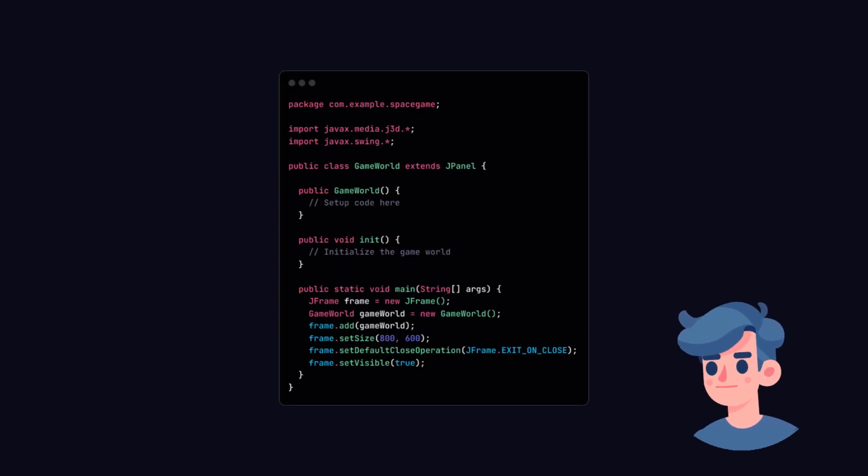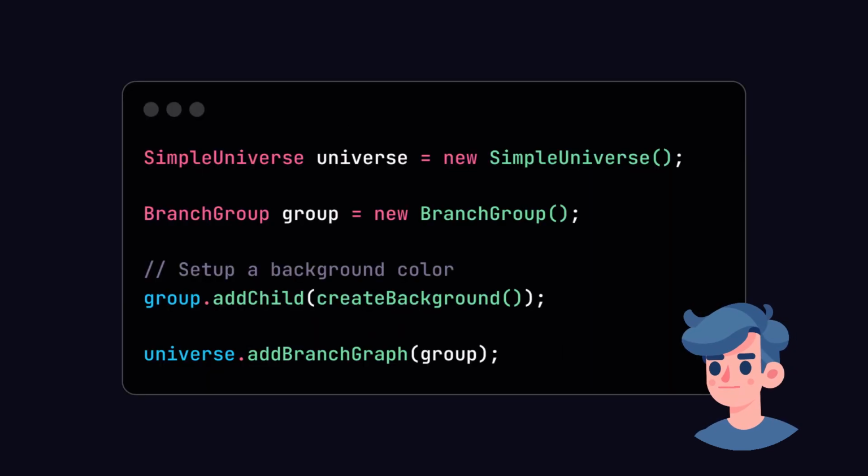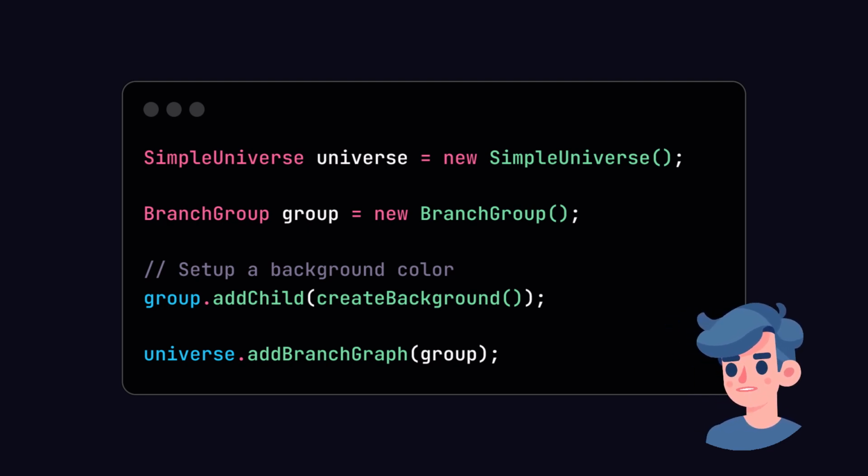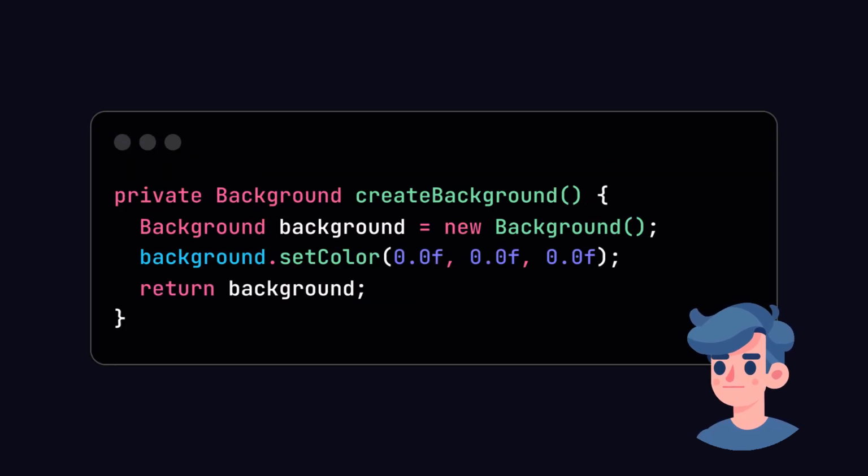First, we'll create a class named GameWorld. This class will set up our 3D environment in the main game loop. Next, we'll initialize our scene by adding a simple background. Within the init method, we can create a simple universe object which will help us render our game world. Let's create the background method that sets up the scenery.